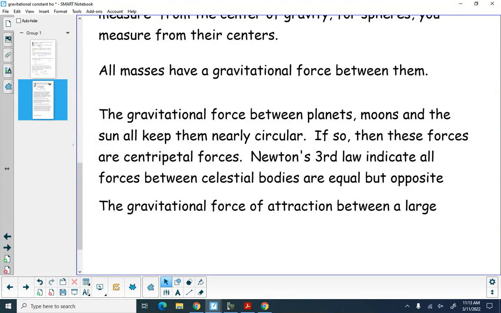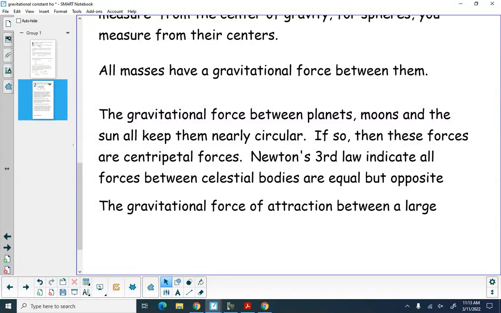Gravitational force between planets and moons and the sun all keep us in a nearly circular path. If so, then these forces are centripetal forces because they are keeping us in a circular path. The idea of what keeps things in a circular path: well, there has to be a centripetal force there. And Newton's third law indicates that all forces between celestial bodies are equal but opposite.